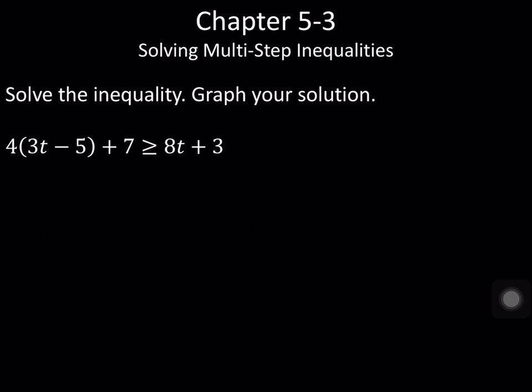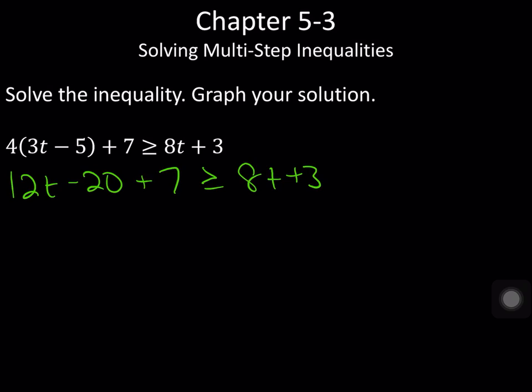Inequalities involving distribution. Okay. The rules are not changing, but just like with equations, we probably want to get that distribution done ahead of time, and then simplify on either side of the inequality, and then start moving our variable around, right? So step one, let's get that distribution done. 4 times 3 is 12t. 4 times 5 is 20, so that's minus 20. And then we have a plus 7. We're still greater than or equal to 8t plus 3.